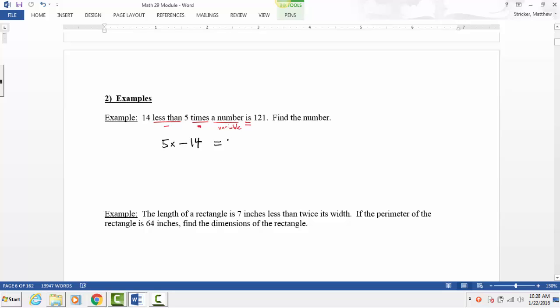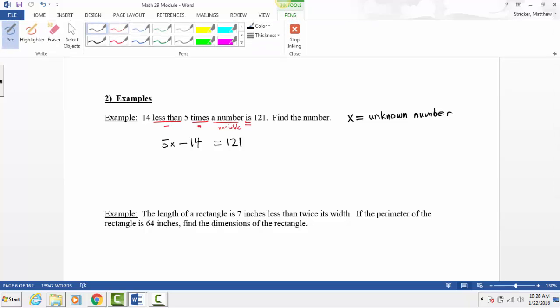So 14 less than 5 times a number, and then is equals 121. And the one thing we did forget to do is to define our variable if we go through our steps. So let's let x equal the unknown number. Get in a good habit of writing down what the variable is that we want to solve for.